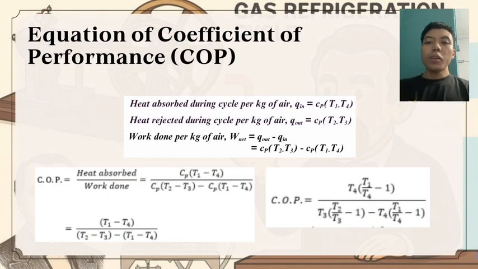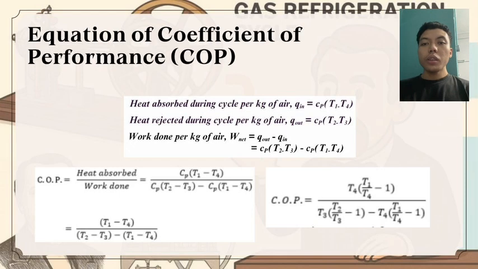I'll explain how we can derive the equation for the coefficient of performance, or COP, in this gas refrigeration cycle. First, we define COP as the ratio of heat absorbed to the work done. COP is equal to heat absorbed divided by work done. From the first slide, we know the heat absorbed during the cycle per kg of air is Q_in equal to Cp times (T1 minus T4). The heat rejected, Q_out, is equal to Cp times (T2 minus T3).